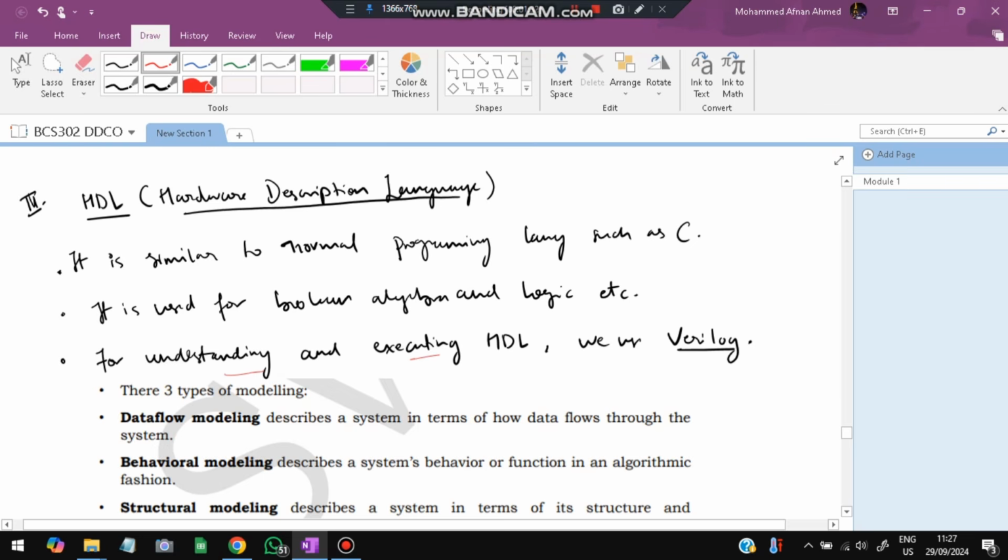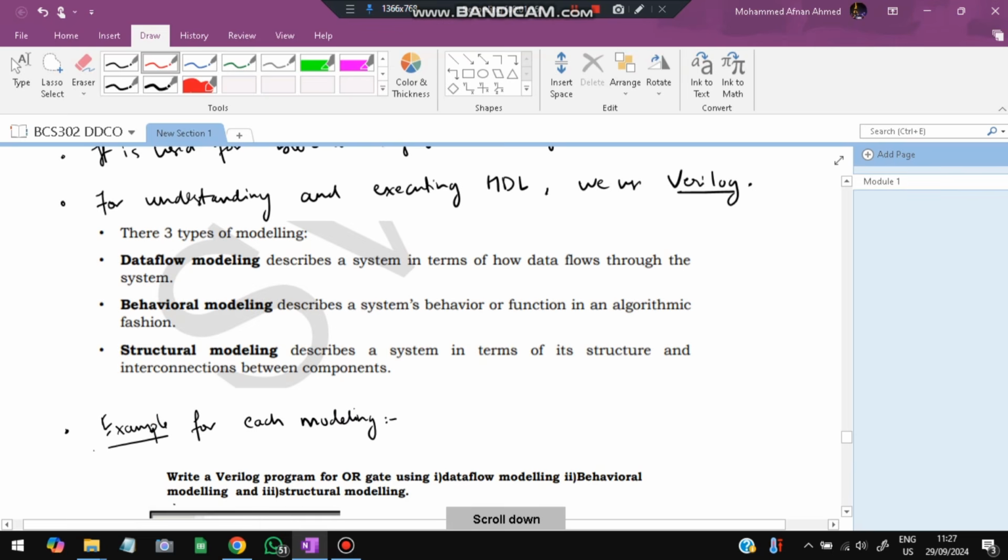For that we'll be using Verilog. It is the framework which we'll be using. In that there are three types of modeling. The first is the data flow modeling, second is the behavioral modeling, third is the structural modeling. Data flow modeling describes how the data flows in the system, and behavioral modeling describes how the system's behavior or function changes. Structural modeling is in terms of structure and interconnection between the components.